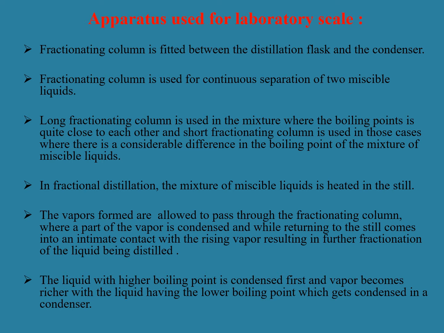The vapors formed are allowed to pass through the fractionating column, where a part of the vapor is condensed and, while returning to the still, comes into intimate contact with the rising vapors, resulting in further fractionation of the liquid being distilled. The liquid with the higher boiling point is condensed first and the vapors become richer with the liquid having the lower boiling point, which gets condensed in the condenser.